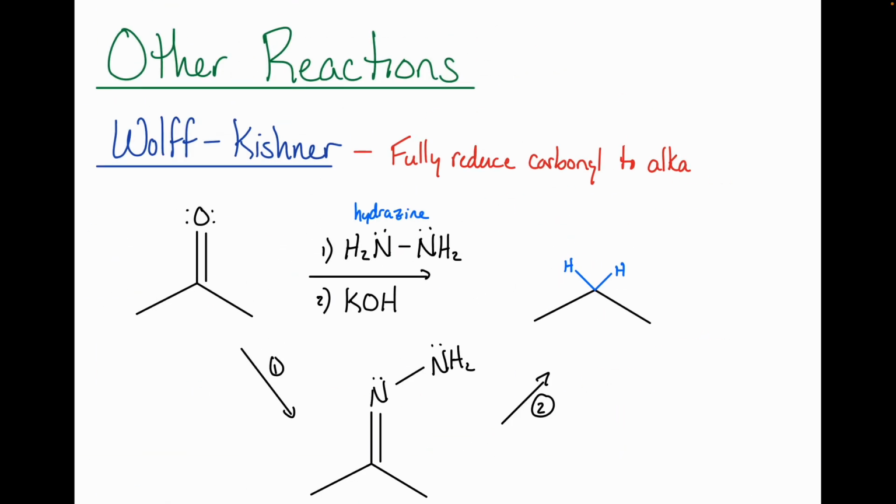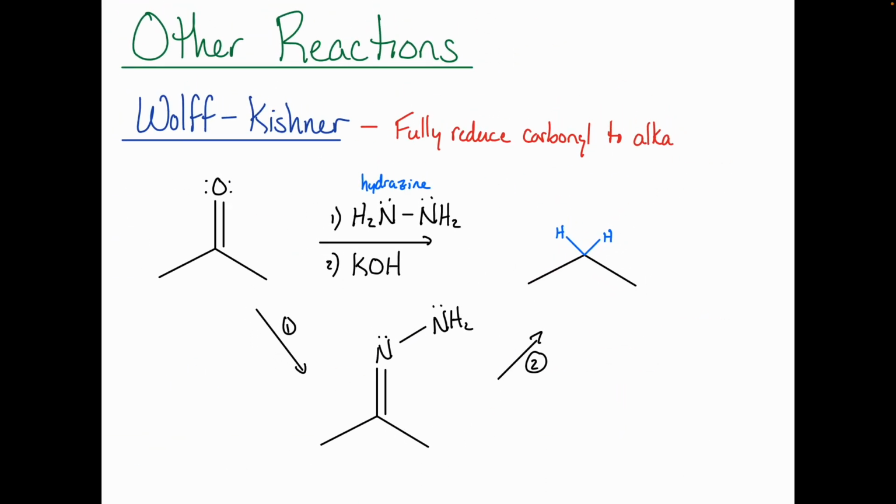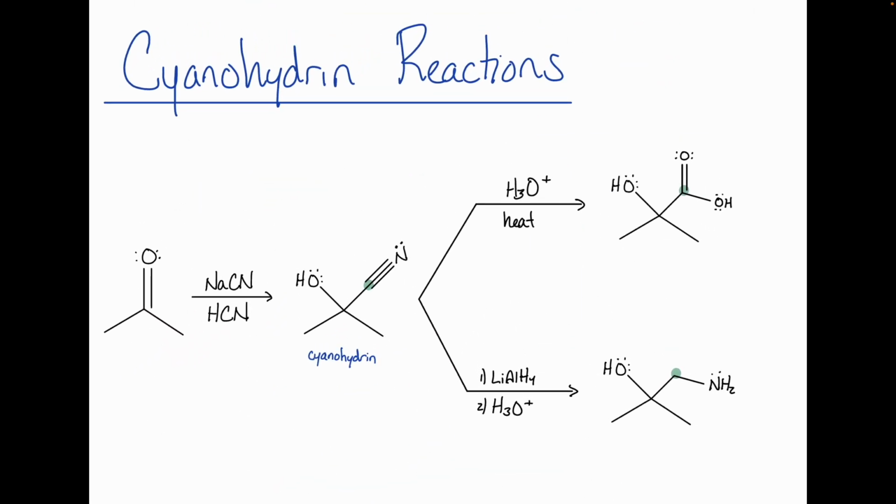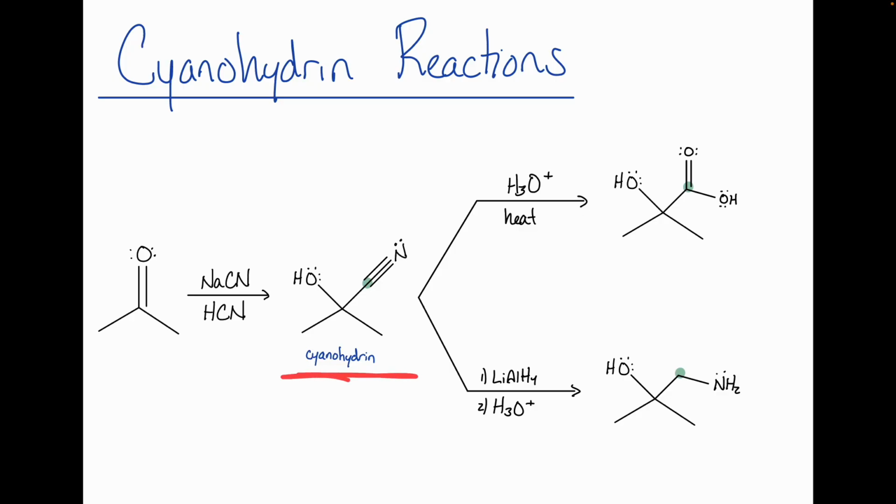All right, so we got these four reactions under this other reaction category. Our Wolff-Kishner reaction, where we can chop off that carbonyl oxygen and fully reduce that carbon to an alkane. Our Wittig reaction, where we replace that carbon-oxygen double bond with a carbon-carbon double bond. And then lastly, these two cyanohydrin reactions, where we form our nucleophilic addition product, our cyanohydrin, and then we have these two follow-up reactions to either oxidize or reduce that functional group. Cool.